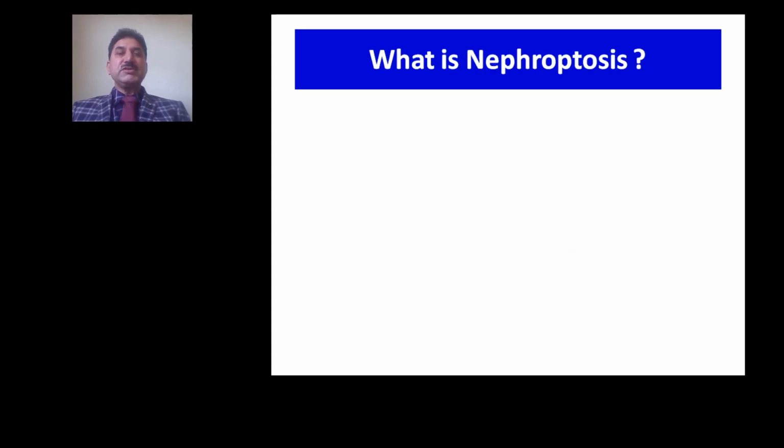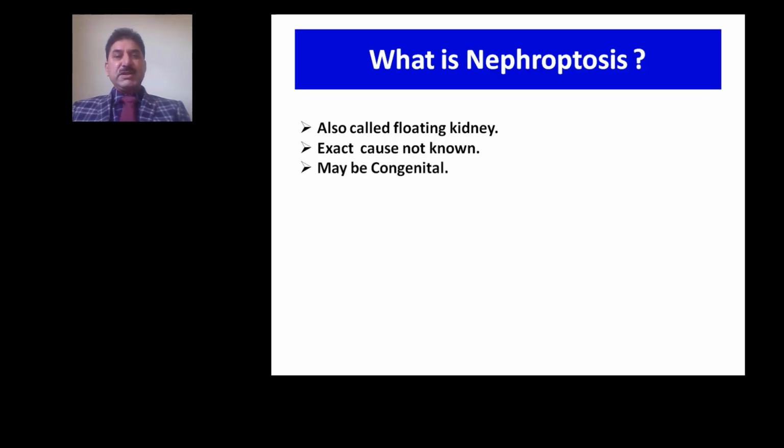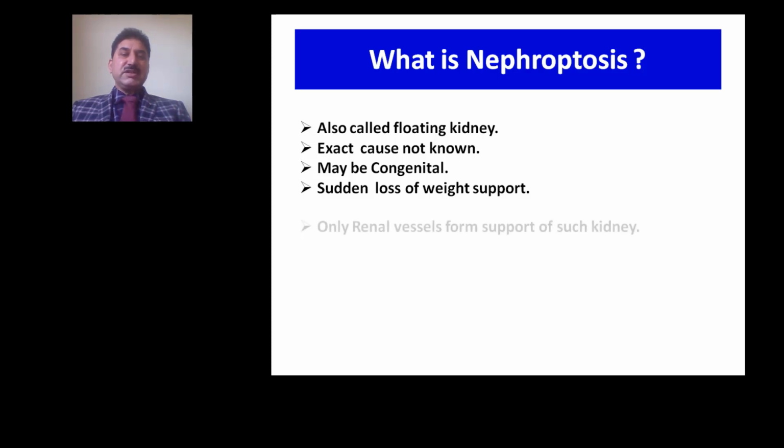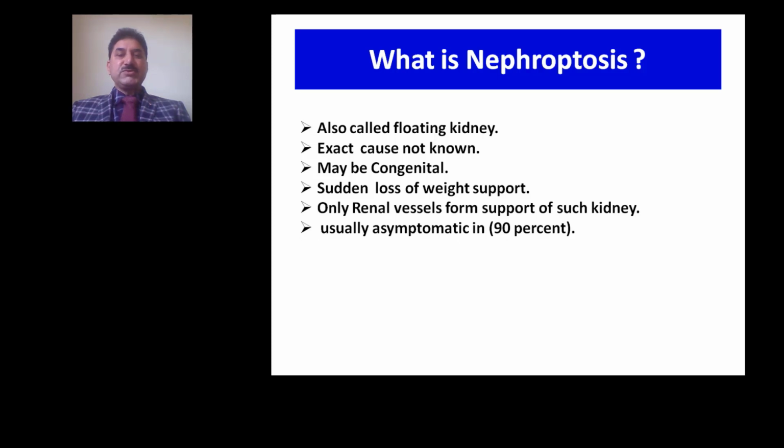What is nephroptosis? Nephroptosis is also called floating kidney. The exact cause of nephroptosis is not known. It may be congenital. Sudden loss of weight is an important factor for development of nephroptosis. Due to sudden weight loss, the support of the kidney, that is perinephric fat, is lost, leading to this condition. In this case, only the renal vessels form support of such a kidney. It is usually asymptomatic in 90% of the cases. It is more common in females than males.